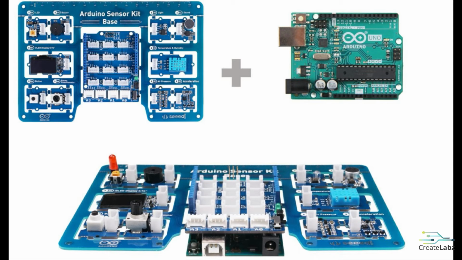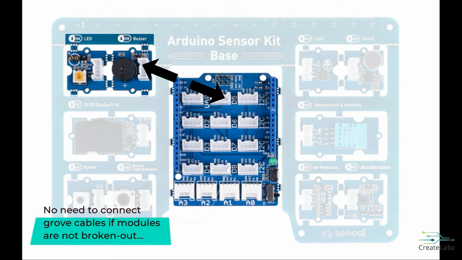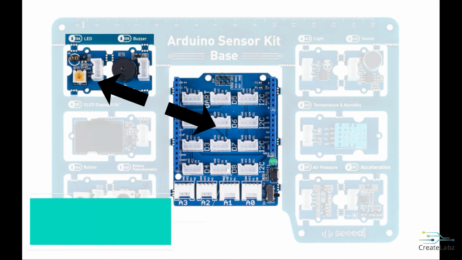The first thing is to prepare the Arduino Sensor Kit and connect the Grove Base Shield to the Arduino Uno. Plug in the Grove buzzer to the pin marked D5 in the Grove Base Shield and the Grove LED pin to D6.